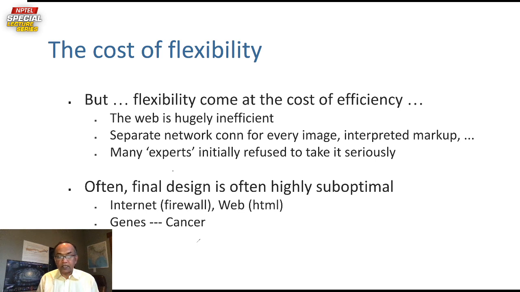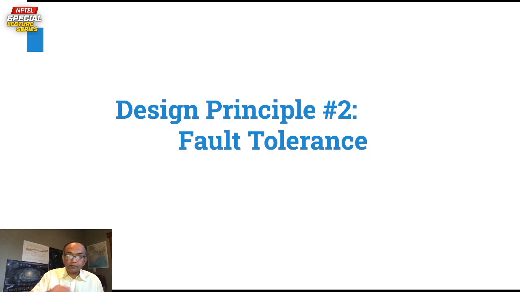But one of the problems is that very often something goes wrong with this replication mechanism and you get things like cancer. So there is a trade-off. It's not a simple case of flexibility always being better. But in the long run, if you want to build systems that survive for a very, very long time and that evolve, flexibility is an important design criterion. The second design principle is what I call fault tolerance.